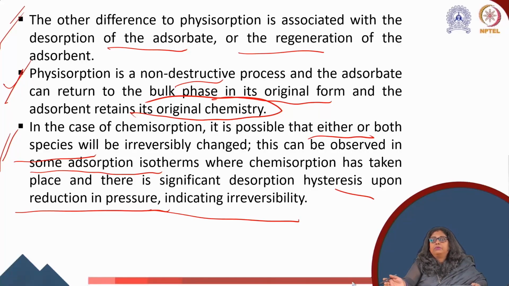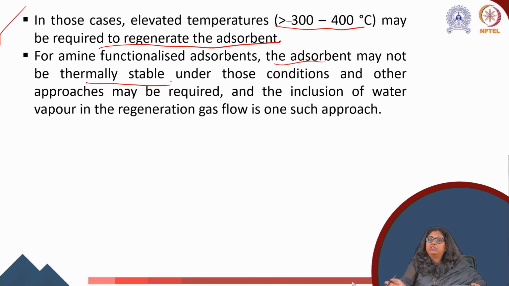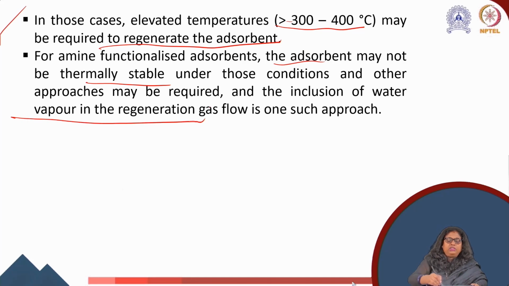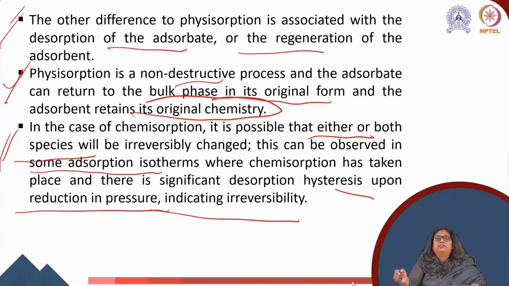It is possible that either or both species will be irreversibly damaged. In those cases, an elevated temperature, greater than 300 to 400 centigrade, may be required to regenerate the adsorbent. For amine functionalized adsorbents, the adsorbent may not be thermally stable under those conditions, and other approaches may be required. The inclusion of water vapor in the regeneration gas flow is one such option. So here we understand the regeneration process in the case of physisorption and chemisorption.